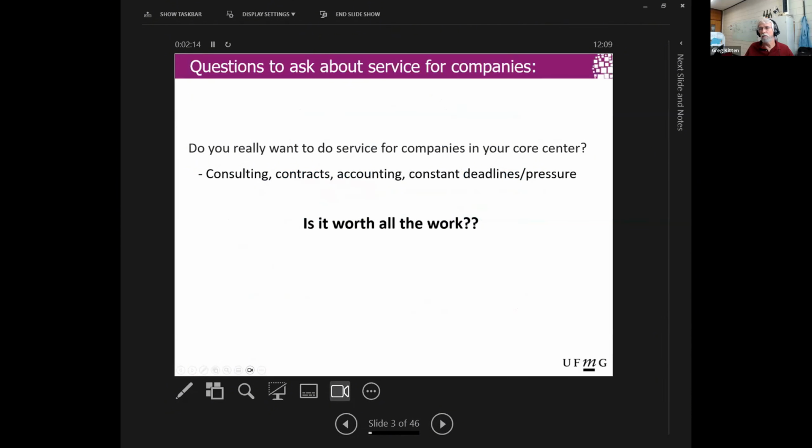Before I really start, I have a few questions that I want you to keep in mind as I'm going through the talk. Do you really want to do services for companies in your core center? I think that's a question. It's a lot of work. It's an immense amount of work doing consulting with the people when they first come in, explaining, but usually they don't know what they need. Contracts, accounting, constant deadlines, pressure because you can't stop with sample analysis when you're working for these companies. You always have to be productive. And so the question is, is it worth all the work?